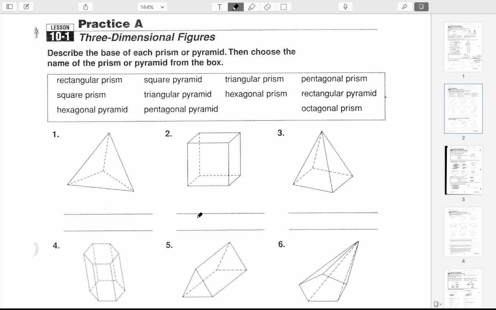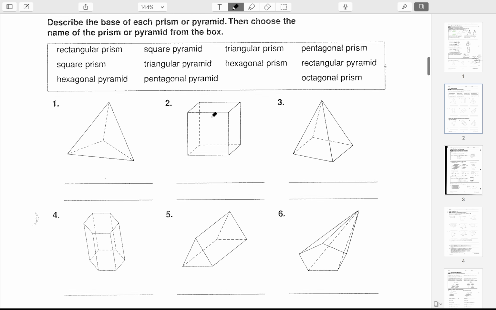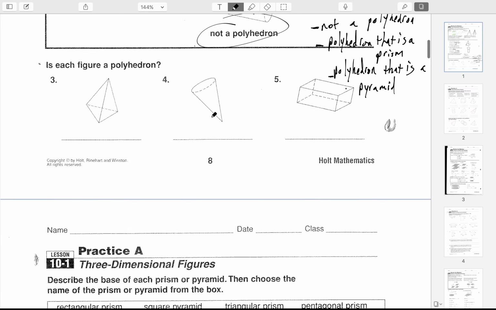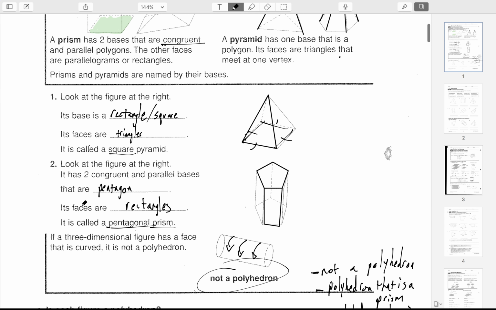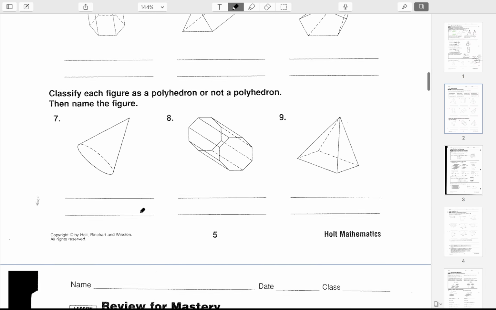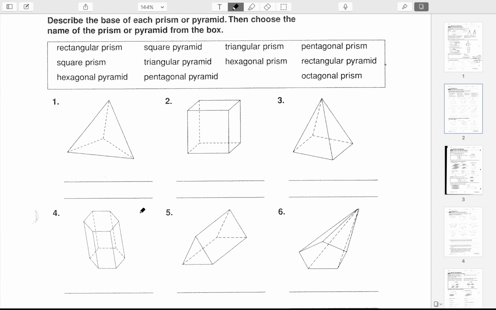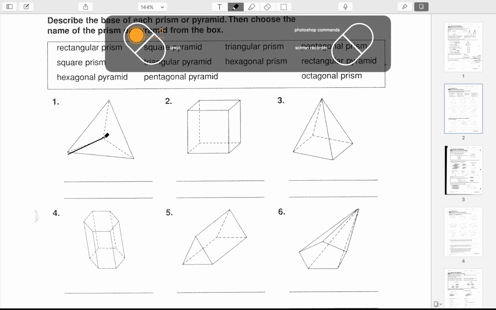Now, easiest way to do this, because you're going to describe the base of each prism or pyramid, then choose the name of the prism or pyramid from the box. So if you notice, the process we were doing in 1 and 2 is we started off with the shape that was at the base, and then we said whether it was a prism or a pyramid. So on each one of these, let's first name the bottom. So this bottom here is a triangle, right?